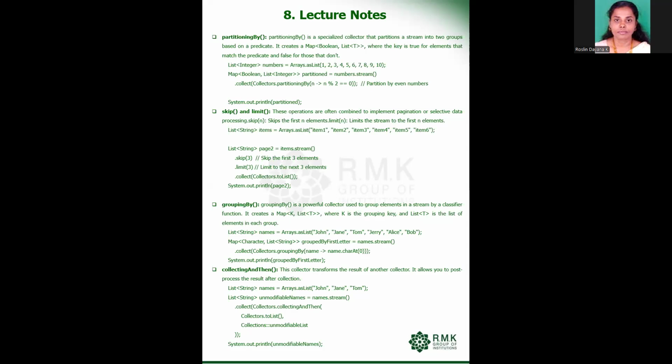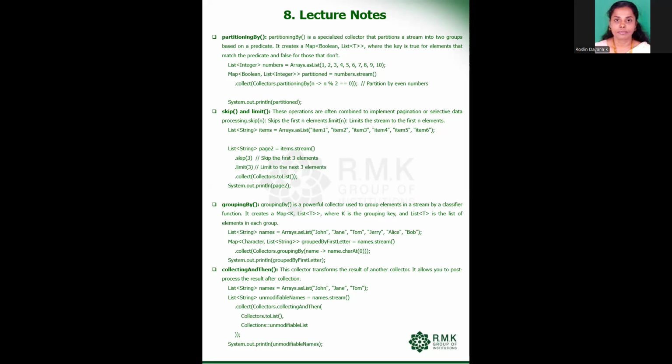Partitioning by is a specialized collector that partitions a stream into two groups based on a predicate. It creates a map of Boolean comma list. That is what we discussed now. Example is given here. Numbers is the list name, and if it contains 10 values, then we create a partitioned list with some predicate condition, n mod 2 equal to 0. Whichever number is divided by 2 and the remainder is 0 will be partitioned as a separate list.